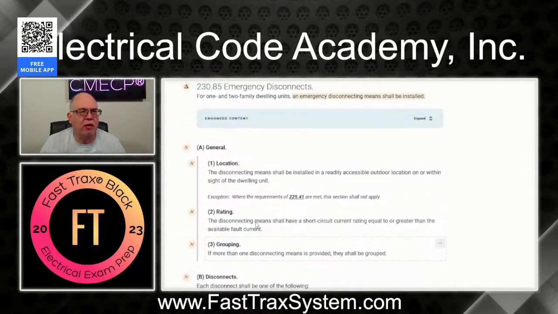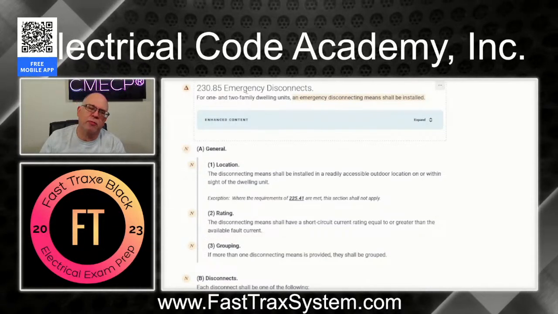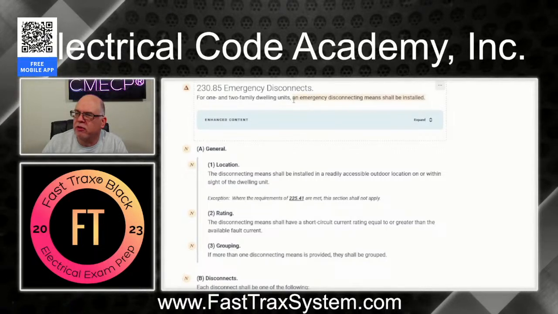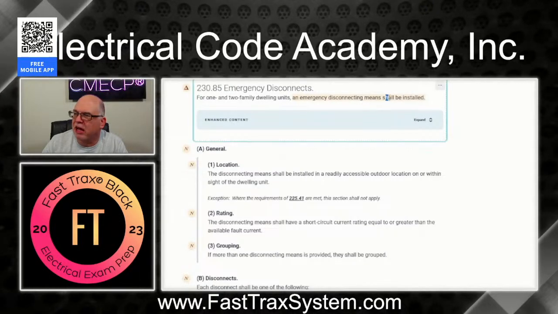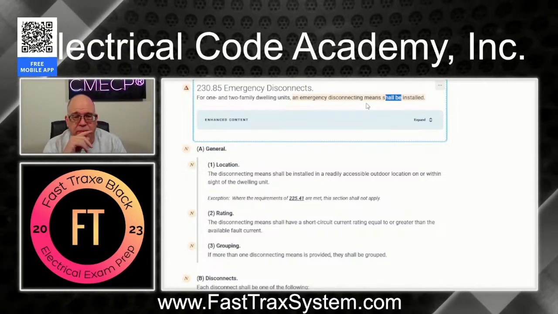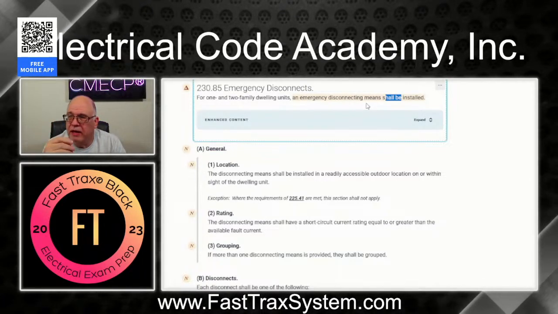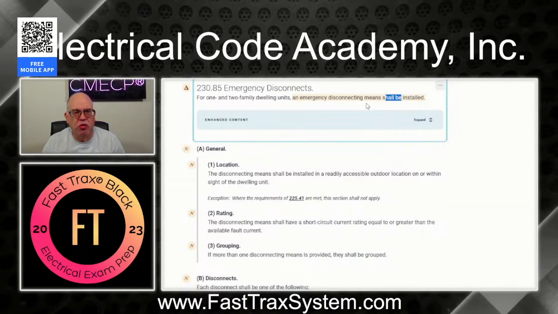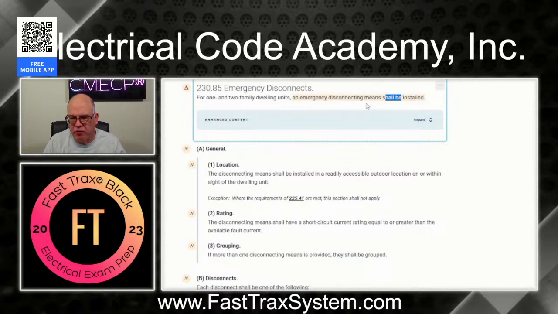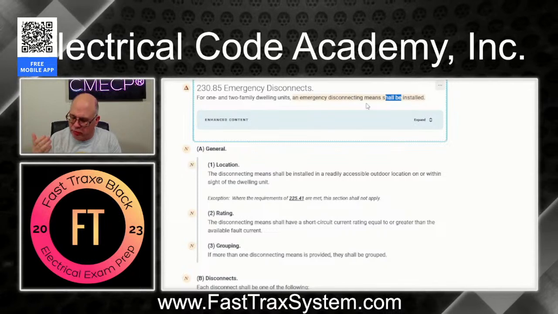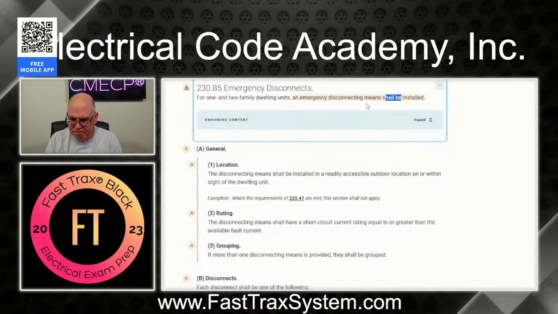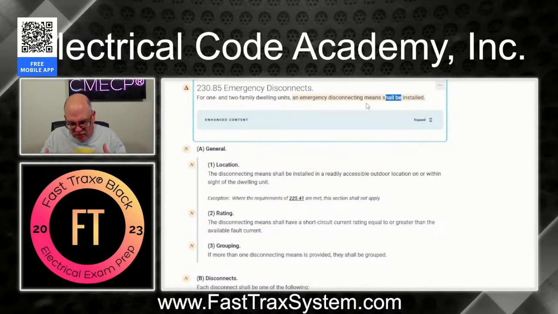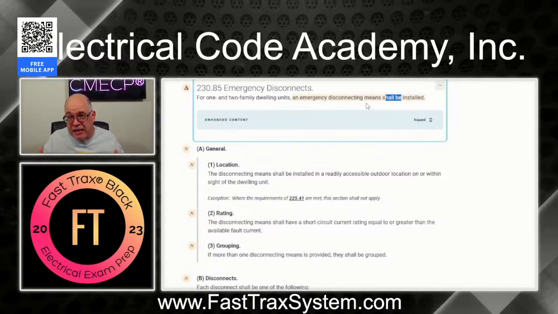So the very first thing, let's talk about location. Where does this emergency disconnect need to be on these 1 and 2 families? And it says right here, for 1 and 2 family dwelling units, an emergency disconnect means shall be installed. So it's not an option. It shall be done in 1 and 2 family. Now, a couple ways to comply with this. And again, this has to do with first responders, emergency responders. We do not want them trying to cut the service conductors. We don't want them trying to pull the meter or anything like that. It creates an exposure. They're in this exposure area, and we don't know if it's raining, there's spraying water everywhere.